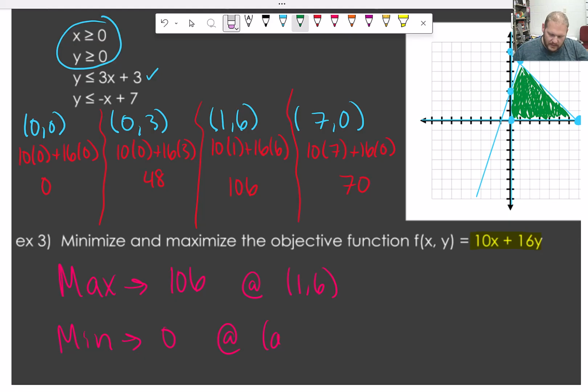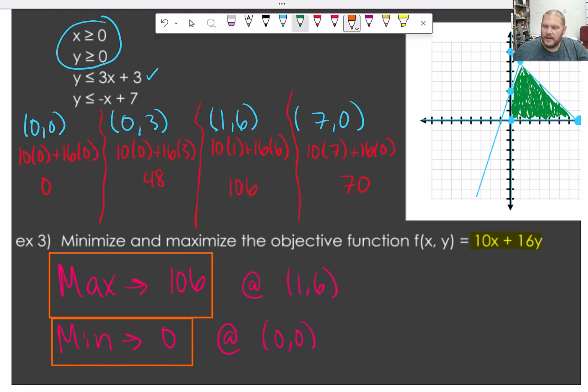Right, you don't have to include the at part. My solution's maximum value is 106. My minimum value is 0 is good enough. That's all they really ask for here. They don't want us to just maximize and minimize the 2 values. So that is just what is the lowest output that is possible of any point on your feasible region based on the objective function, and what is the maximum value of your feasible region of any of the coordinates based on the objective function. If they wanted to know where the max happens, (1, 6). If they wanted to know where the minimum happens, (0, 0).